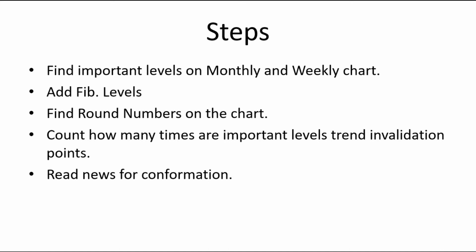What that means is, imagine that you have a support, and that support, 5, 6, 7, 8, 9 times, for example, was successful support. That means that that support will become a psychological level, because if you have such a strong support that lasts several months with 9 attempts and there was no breakout, you know that that support is very, very strong. And in the end, you should read news for confirmation.